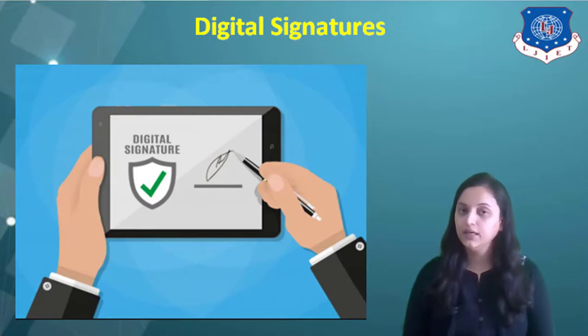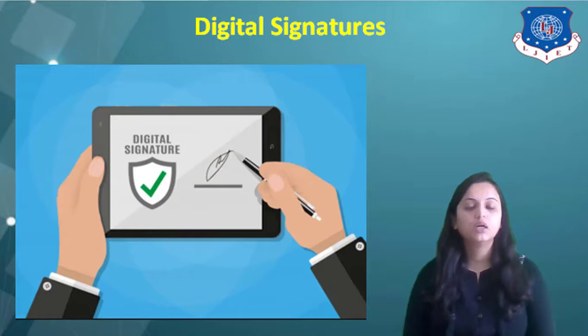Condition 1 is that the receiver can verify the claimed identity of the sender. The second one is that the sender cannot later repudiate the contents of the message. And the third one is that the receiver cannot possibly have concocted the message himself.